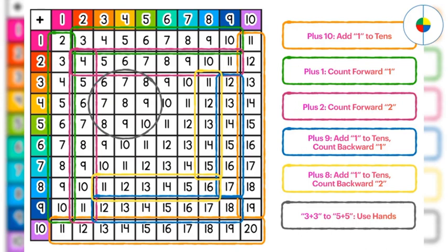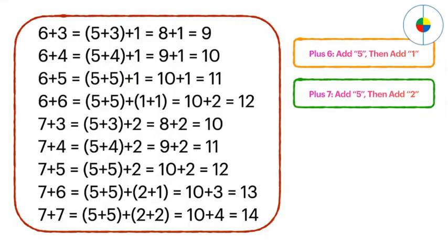From 3 plus 3 to 5 plus 5, you can use your hands and fingers to calculate. Eventually, you can memorize those with ease. For remaining combinations, split 6 to 5 plus 1 and 7 to 5 plus 2, then use the old methods to calculate. For example, 6 plus 5 equals 5 plus 5 plus 1 equals 10 plus 1 equals 11. 7 plus 6 equals 5 plus 5 plus 2 plus 1 equals 10 plus 3 equals 13.